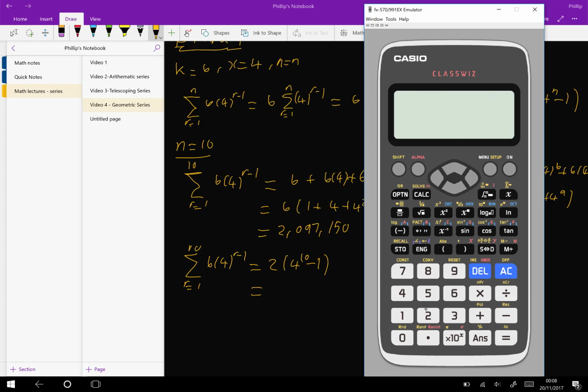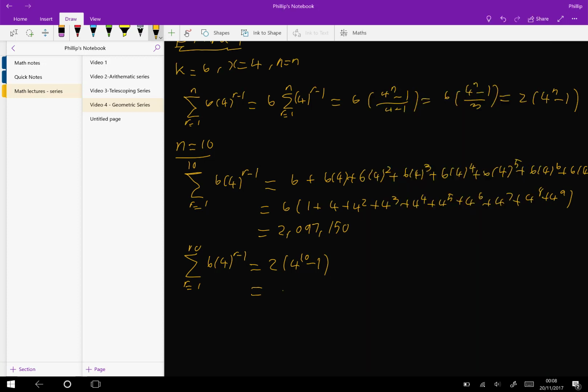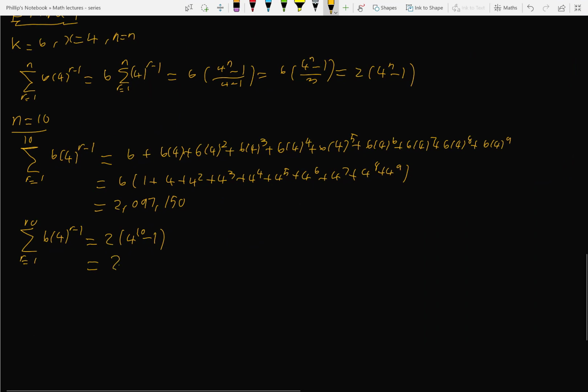If I've made some math error, it won't. So let's have a look. 2 times 4 to the 10 minus 1. What does it equal? 2,097,150. Exactly the same, so that is good. They equate. So rather than doing that, we can just do that. As you can see, it's much easier just to plug in and use the shorthand version.